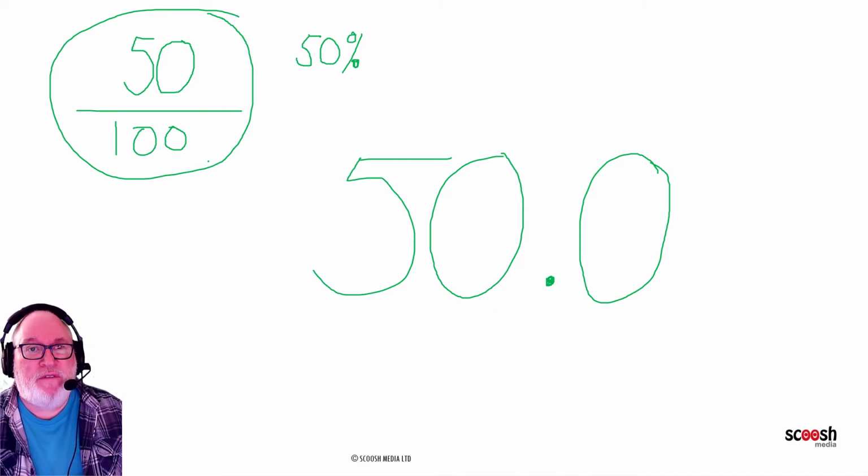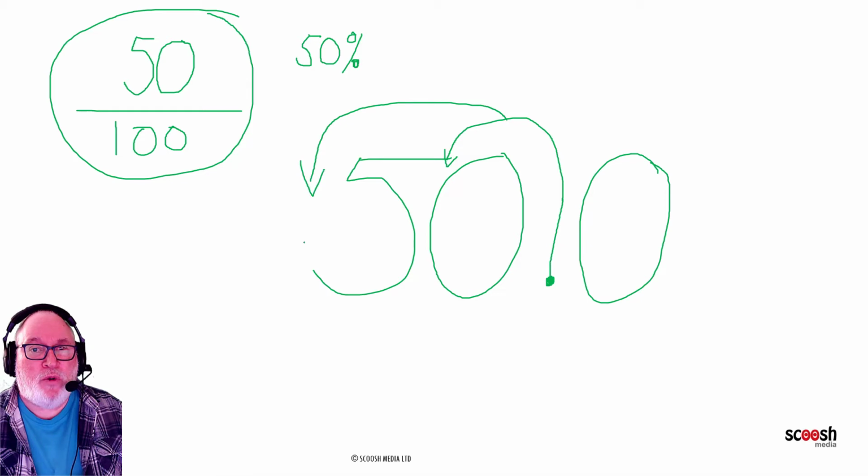So 50 divided by 100, because of the two zeros. 50 divided by 10 would move the decimal point one place, but it's 100, so we go 2 decimal places. So we move it from there 2 decimal places to here.